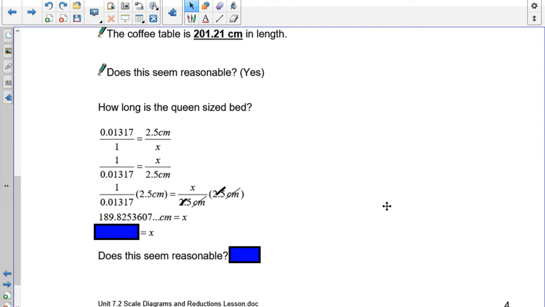189.8253607. Now, your measurement may not have been exactly the same as mine. Maybe you had 2.45 or you had 2.6 or something like that. It all depends on what you had, but you should be very, very close to this. So this means it's around 200 centimeters, 189.83. So we're about 190 centimeters roughly. Does this seem reasonable? Yeah. It's reasonable. It's maybe on the short side, but it's actually very good.